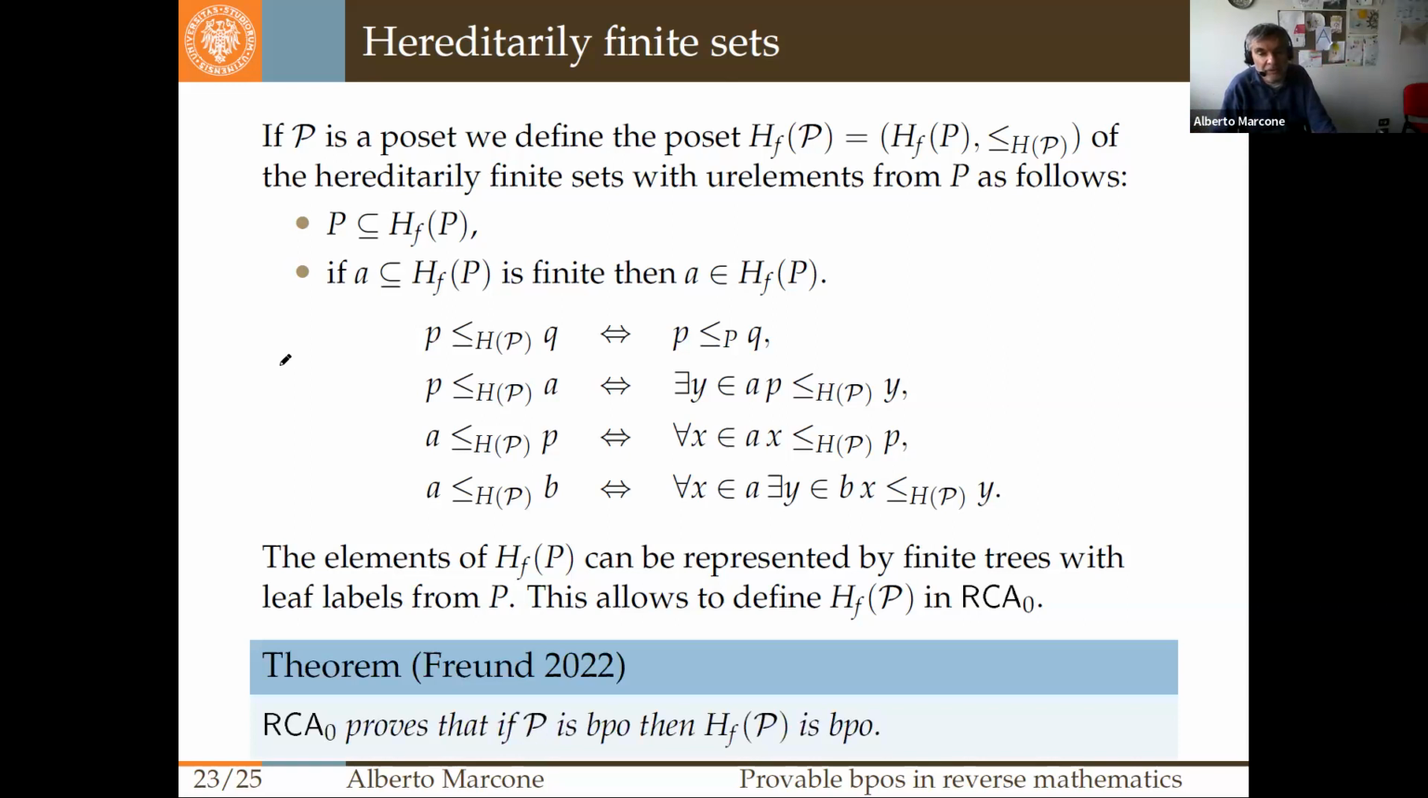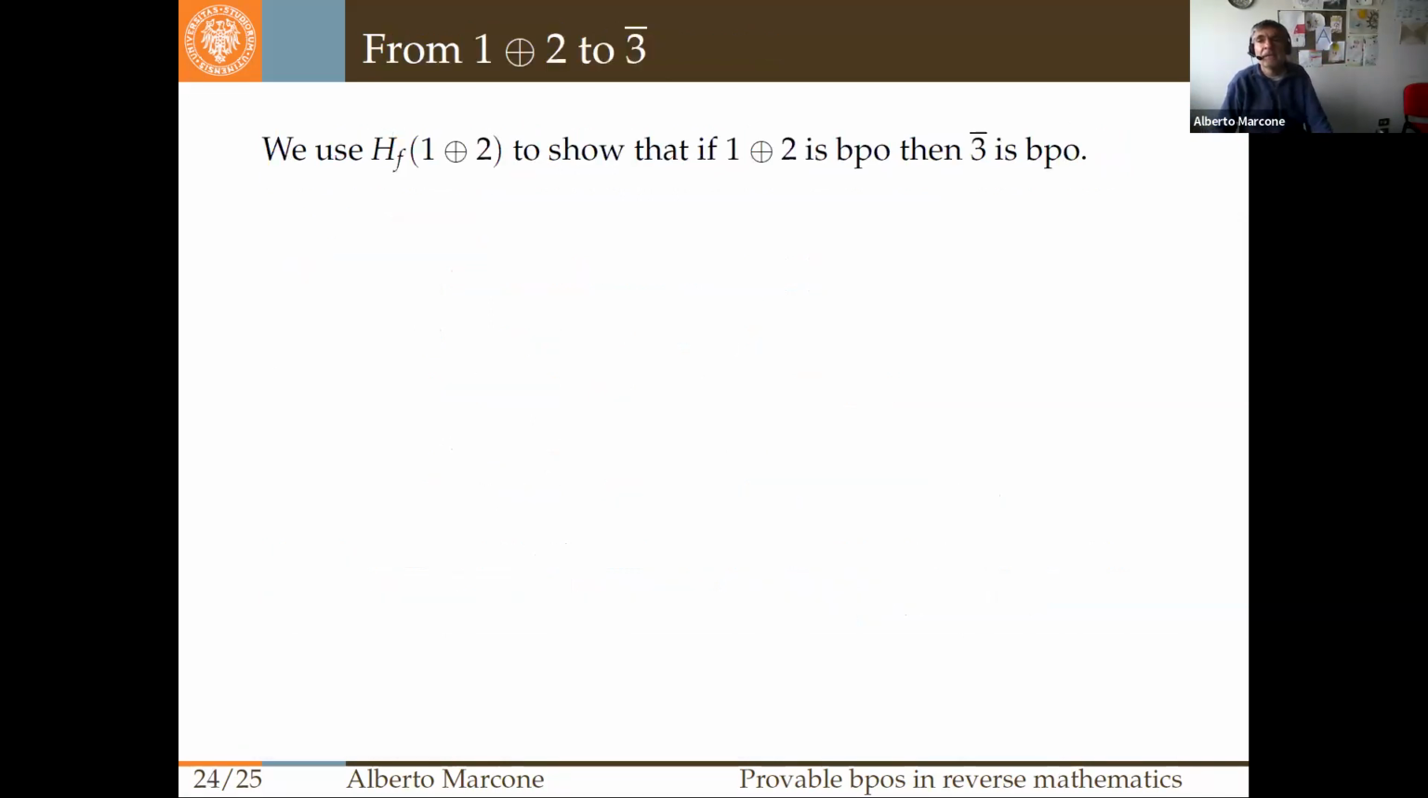And one of the main results in Freund's paper is that in RCA naught, you can prove that if P is a better partial order, then this structure HF of P is also going to be a better partial order. And he used this, for example, to prove that free bar is a better partial order implies ACA naught plus. But we can use it also for our construction, that if 1 plus 2 is a better partial order, then 3 is a better partial order. Why is that? Well, if 1 plus 2 is a better partial order, by the theorem I mentioned before by Anton, we get that HF of 1 plus 2 is a better partial order.